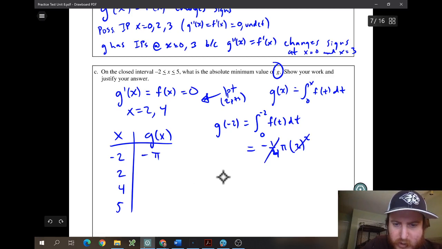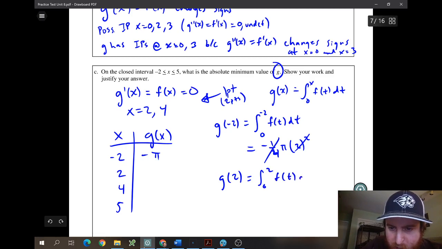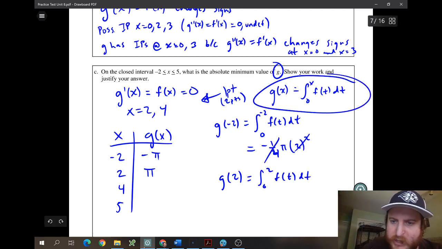Same thing for g of 2. Now g of 2 is the other side of the circle, quarter circle, and we've already done this work and we've already got pi. So we don't really have to show all of our work. We can just put in pi. You don't really need to show all of your work as long as you've written this down. They're going to be okay with you doing some of those calculations in your head.